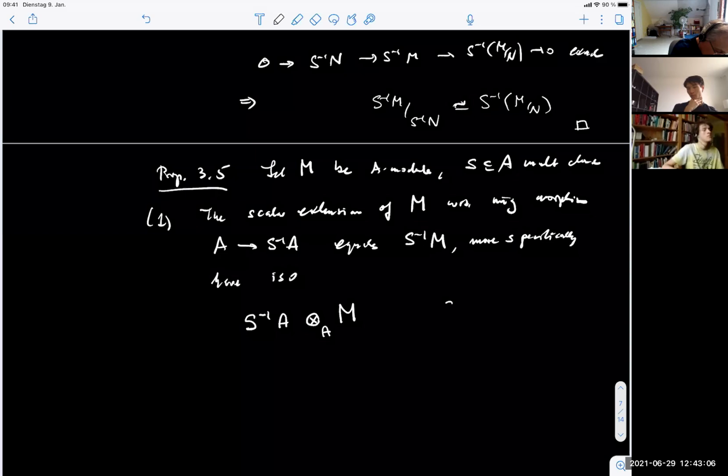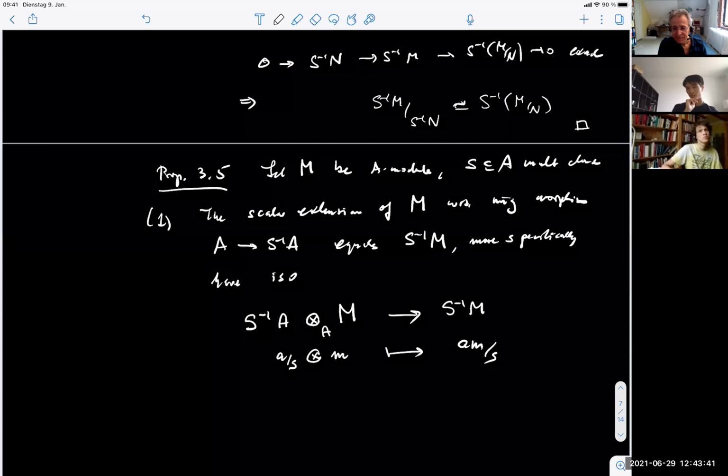On the other hand, I have my localization of the module. Now I have to write a map. And what could that map be? Elements in the localization look like that. I take an element in M, I take the tensor product. So every element in the tensor product is a sum of such things. And the map will send this to AM over S. So this is well defined and an isomorphism.